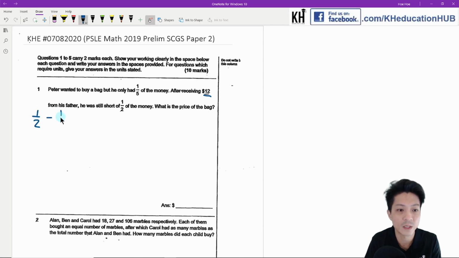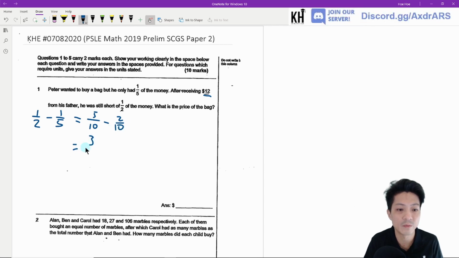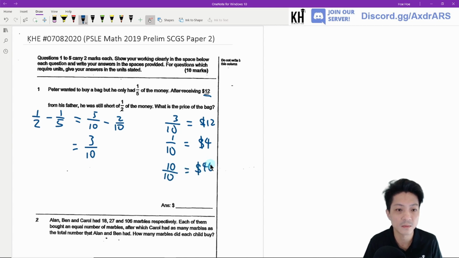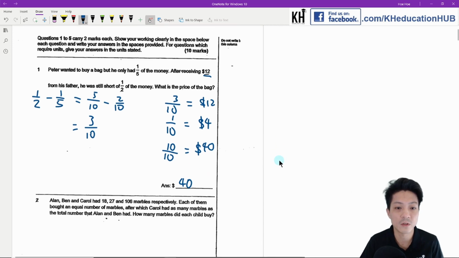So half minus 1/5. Okay, 5/10 minus 2/10, which is gonna give me 3/10. And this 3/10 is equals to $12. Which means 1 out of 10 will be 12 divided by 3, which is $4. And the price of the bag will be 10 out of 10, which is $40. So this will be the answer for question 1.